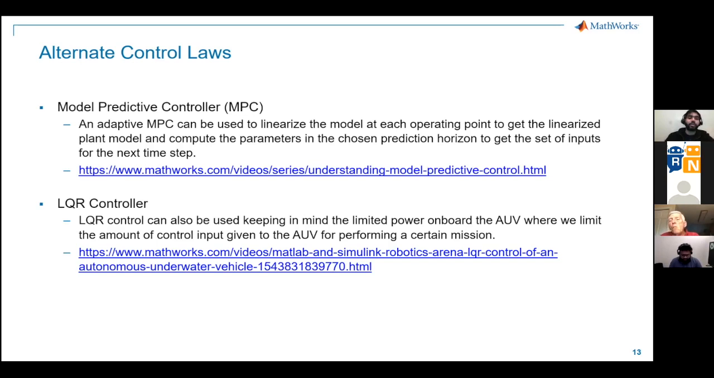But then you have another controller, the LQR controller. Now this controller is very good if you have a power constraint on your system. Okay, and I've linked some of the links for MPC controller and LQR controllers.